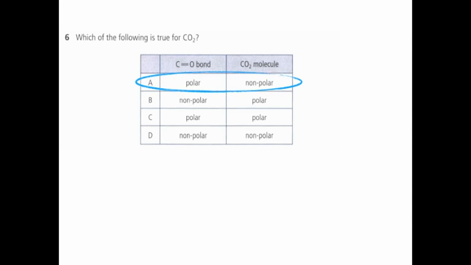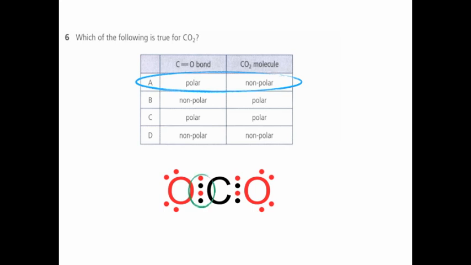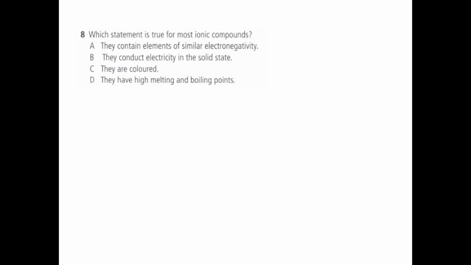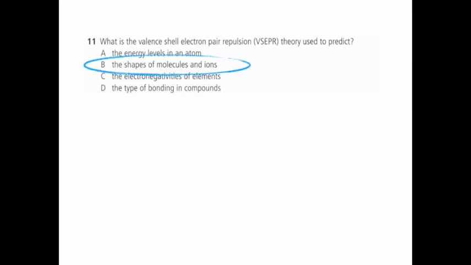Second of all, we know it's a nonpolar molecule because of what we said earlier. It's a linear molecule. Therefore, these two polar bonds are pointed at each other in exactly opposite directions, so they cancel out, and the molecule as a whole is nonpolar. Oh, there's a Lewis structure illustrating what I was just saying. Okay, next question. The answer is D, because ionic bonds are rather strong. Next question. The answer is B, just because. That's the whole point of VSEPR theory.